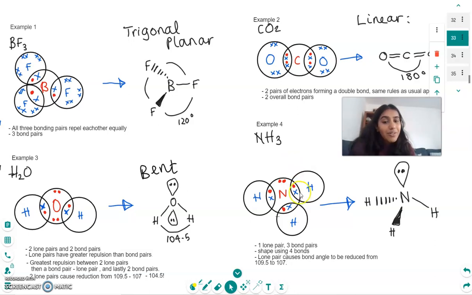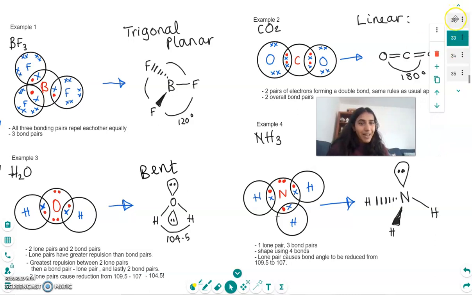Yeah? So you'd start off looking at 4 bonds in total. So you look at a tetrahedral sort of configuration, wouldn't you? Yeah, well done. And then you spot one of them as a lone pair, so you cross off one of the bonds, and you reduce it by 2.5, don't you? Because it's one lone pair this time. So it causes the bond angle to become 109.5 to 107. Fantastic work there, yeah. And could you tell me what this shape could be called if you remember from the last slide?